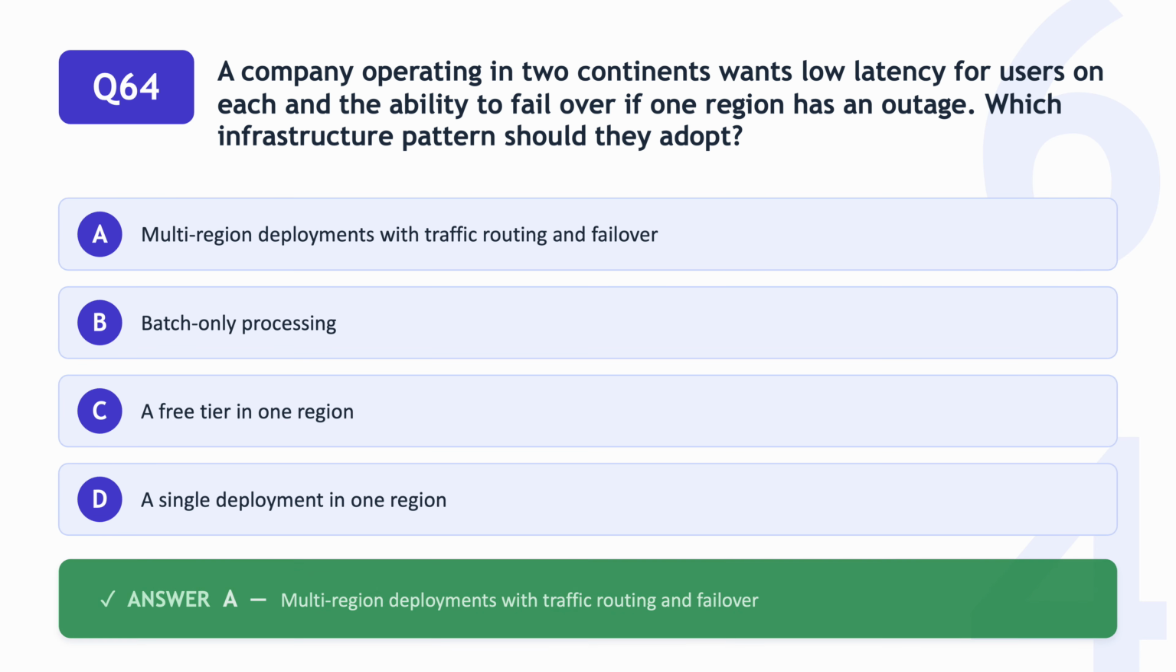Correct answer: A. Multi-region deployments with traffic routing and failover. Why A is correct? The requirements are users in multiple continents, low latency for each user population, high availability, automatic failover during regional outages. A multi-region deployment with traffic routing and failover addresses all of these requirements.